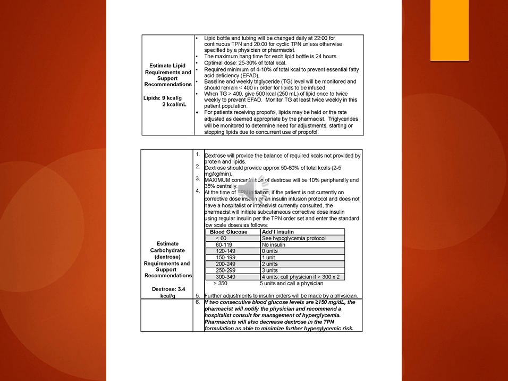Optimal dose, 25 to 30% of total kcal. Required minimum of 4 to 10% of total kcal to prevent essential fatty acid deficiency, EFAD. Baseline and weekly triglyceride, TG, level will be monitored and should remain below 400. Give 500 kcal, 250 ml, of lipid once or twice weekly to prevent EFAD. Monitor TG at least twice weekly in this patient population.